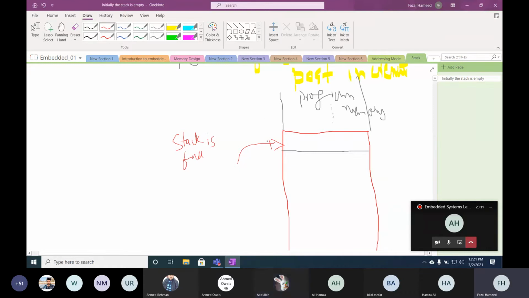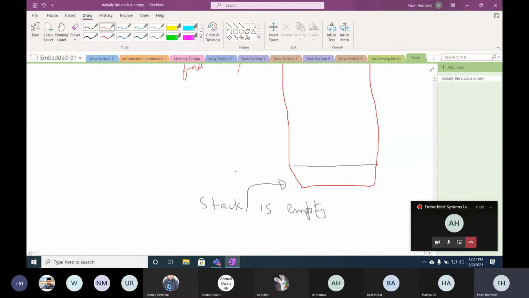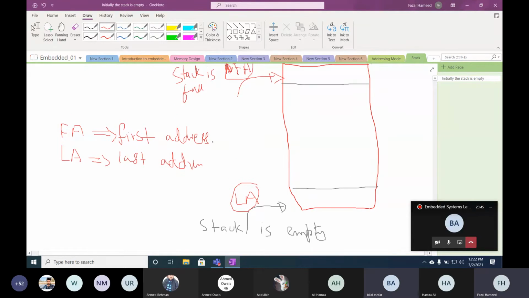Okay, so now this address is called the base address of the stack, or the first address of the stack, FA, and this is the LA. What does FA mean? First address. And what does LA mean? Last address.